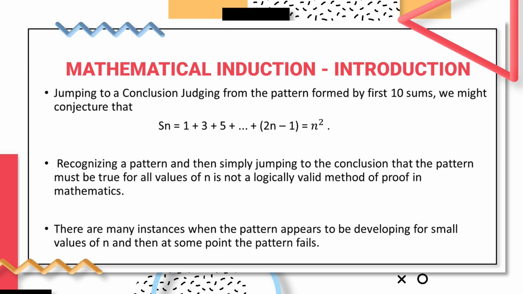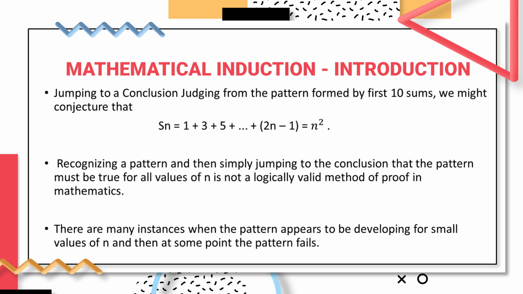But to conclude that it will be true for n terms, the sum will turn out to be a sequence like 1 plus 3 plus 5 up to 2n minus 1. Now, 2n minus 1 is an odd number. So, the nth odd number will be 2n minus 1. So, the sum up to the nth odd number will turn out to be n square.